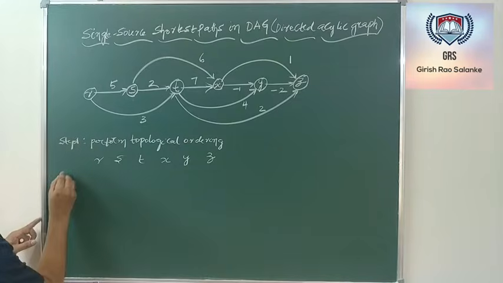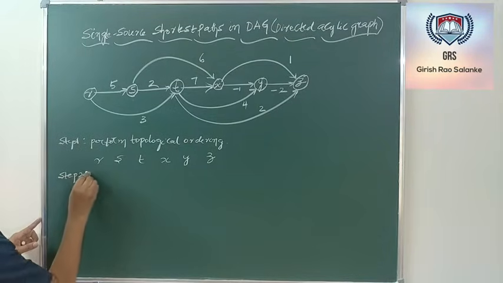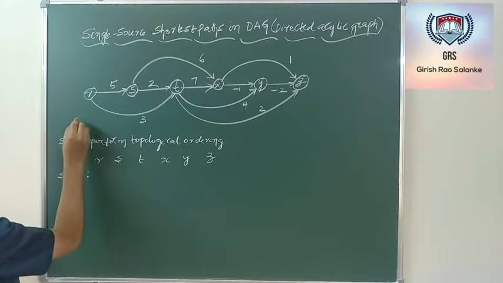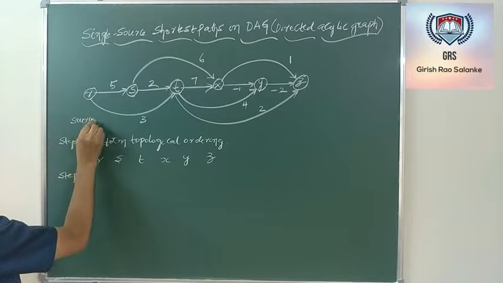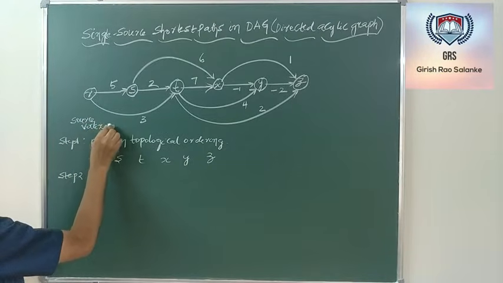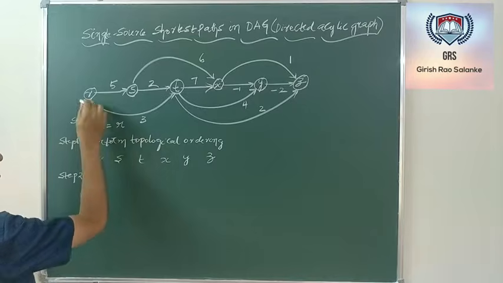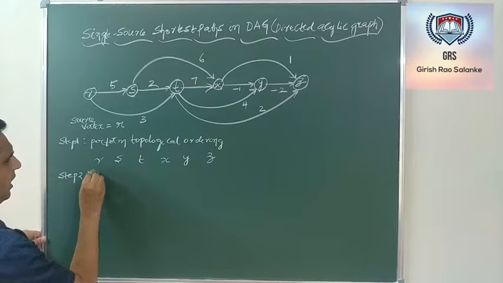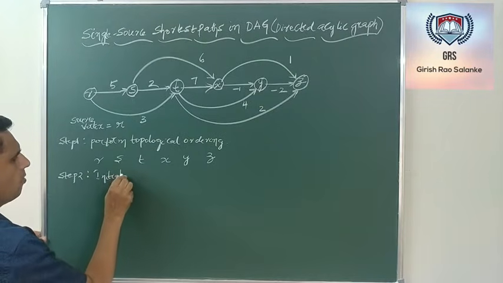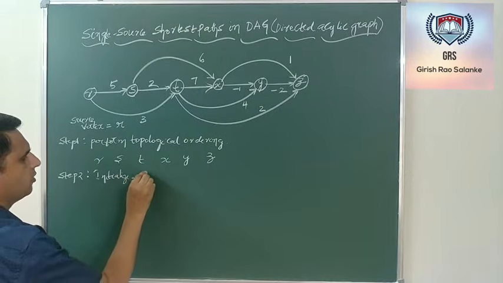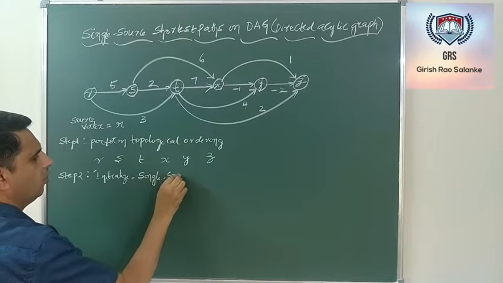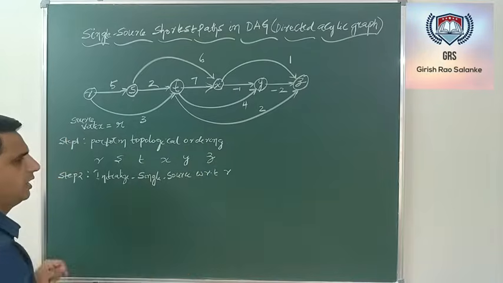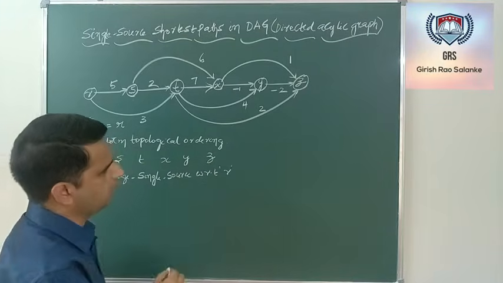Now what is the second step that we are supposed to do? Step 2 is initialize single source. For this problem, let me assume that the source vertex is vertex R. I'll take it as my first vertex. R is my source vertex. So step 2 is I need to initialize the single source algorithm with respect to R as my source vertex.